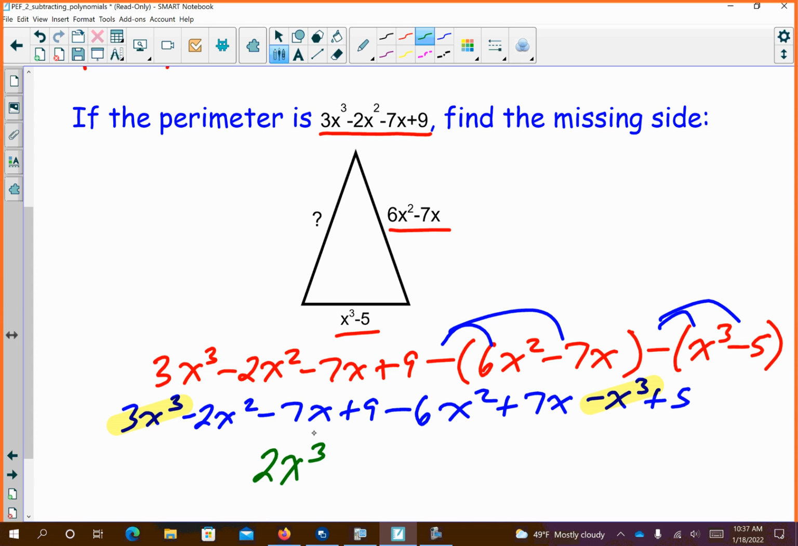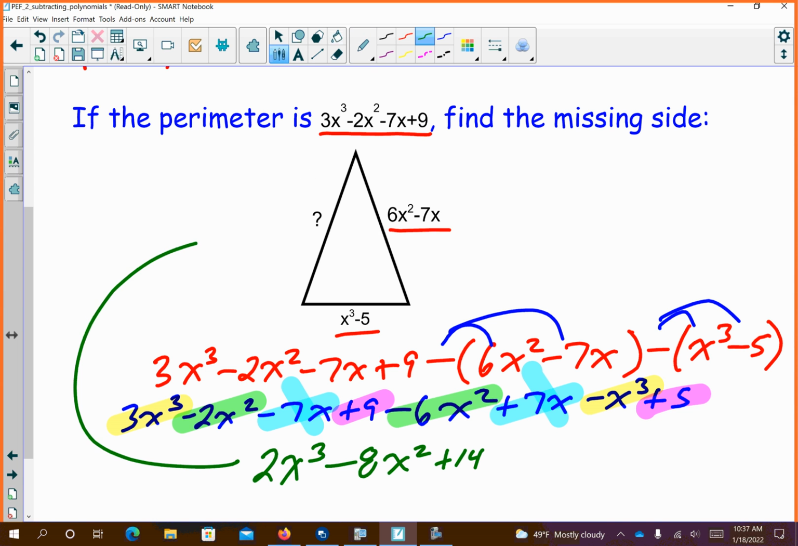All right. Got some more like terms up here. Let's see. I have negative 2x squared, negative 6x squared. If I combine negative 2x squared and negative 6x squared together, what do I get? Negative 2 plus negative 6? Negative 8. Good job. And then negative 7x, positive 7x. What happens to those? They cancel out. Good, they're gone. And then I get positive 9 and positive 5. That gives me positive 14. So this is this side.